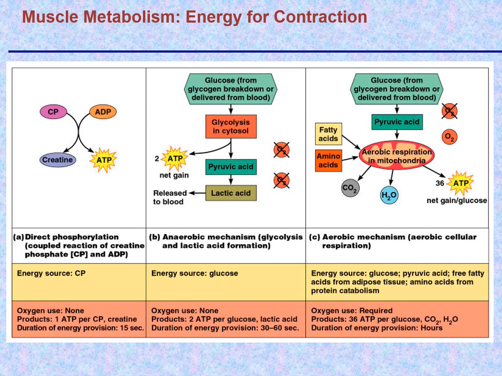So here you see the three sources, pathways that lead to ATP production. Remember, there is also the ATP that's already in the muscle, the stores that are there, which are immediately used up. And then there's direct phosphorylation of ADP by creatine phosphate. Creatine phosphate donates the phosphate to ADP to form ATP. There's no use of oxygen. There's 1 ATP produced per creatine phosphate, and the duration of this source of energy is limited. It can be exhausted or used up within the first 15 seconds of contraction.